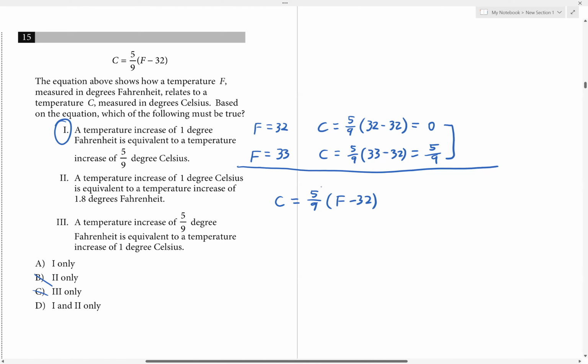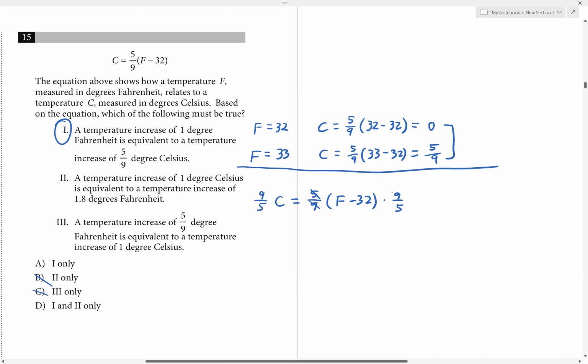This might be helpful, especially since this is a no calculator session. If we keep the Celsius temperature on this side, it might be more difficult to solve for the Fahrenheit. So to get F by itself, first we can multiply by the reciprocal of 5/9, to cancel out the fraction. That would be 9/5, right? So we multiply by 9/5 on both sides.